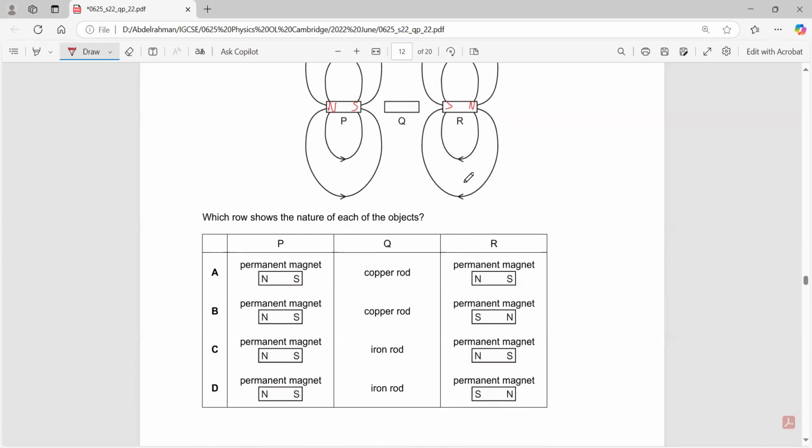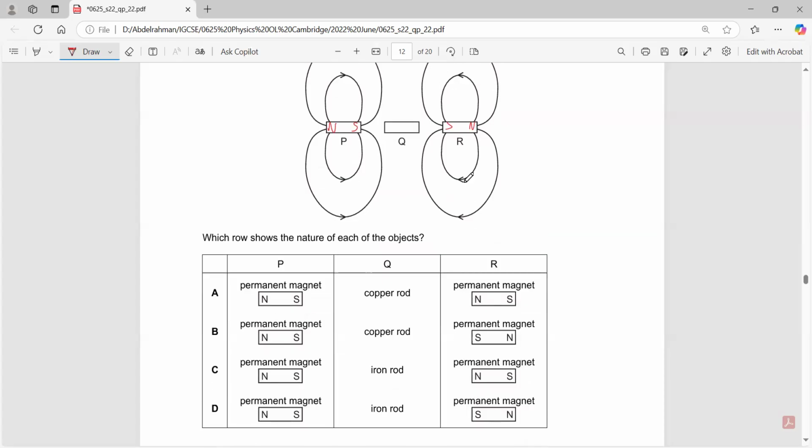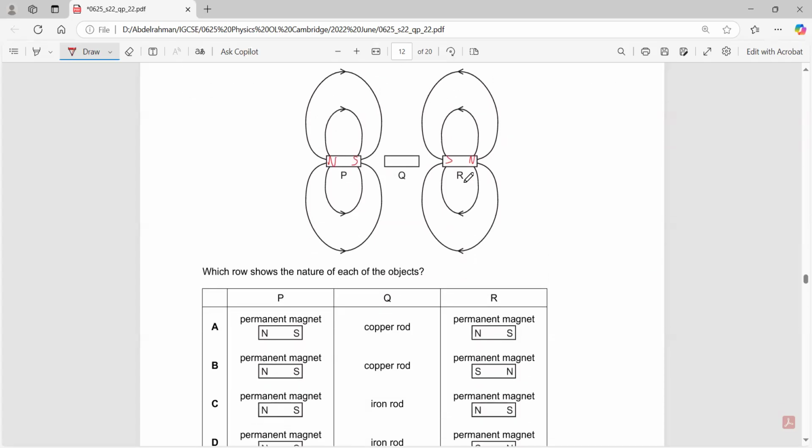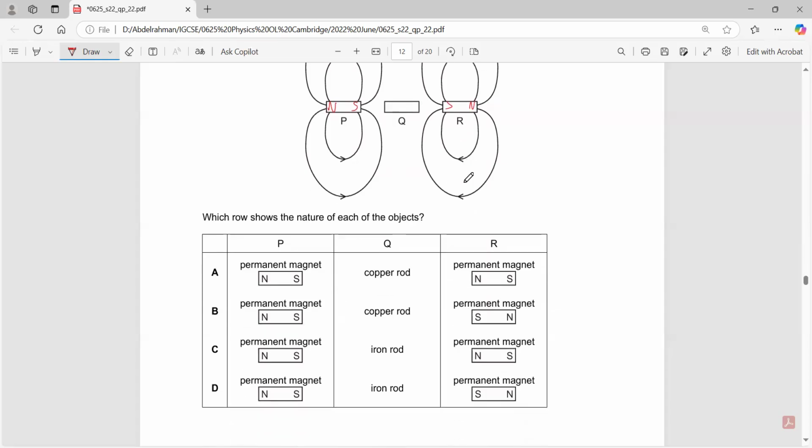Q, is it a copper rod or is it an iron rod? That's another nice question. The other question you should ask yourself is, has it been magnetized or not? It hasn't been magnetized. That's why it is a copper rod. So the answer would be B.